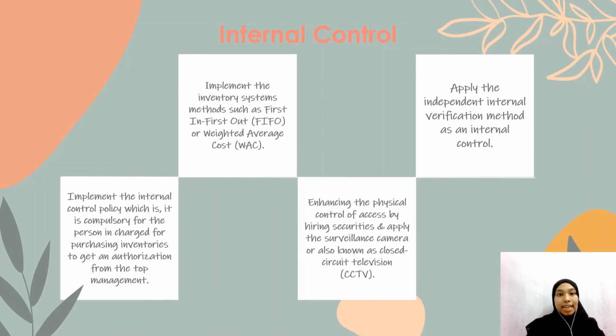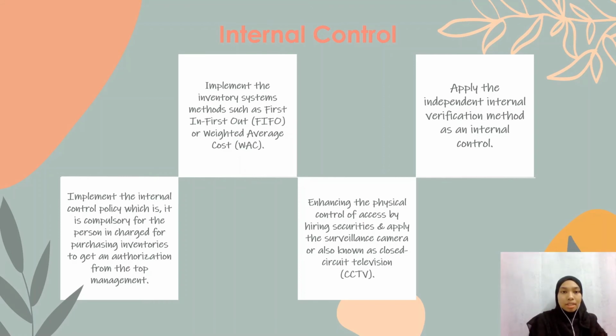Third, SESB should enhance the physical control of access by hiring security guards for the place or warehouse where the inventories are located, and ensure that the guards have no crime records and are well trained. It is also advisable for the company to apply surveillance cameras, also known as closed-circuit television (CCTV), for monitoring and supervision purposes. SESB should provide a suitable place for inventory placement where the place is not easily accessed.